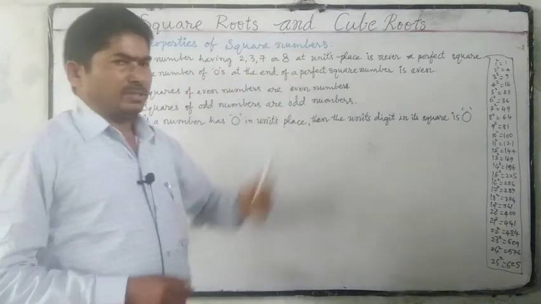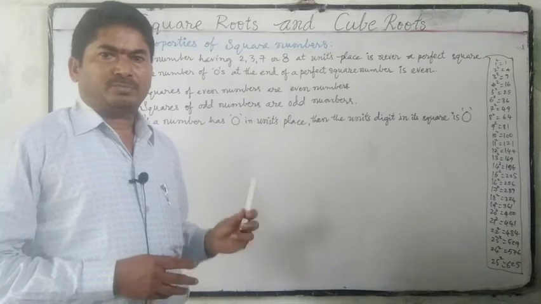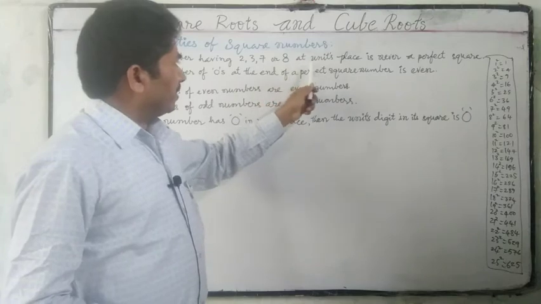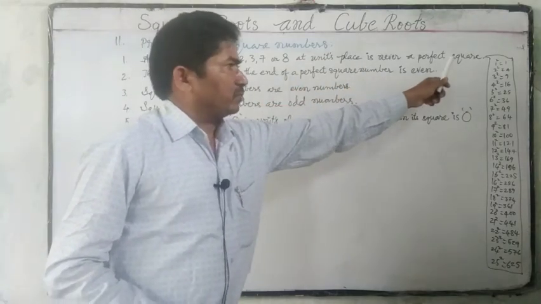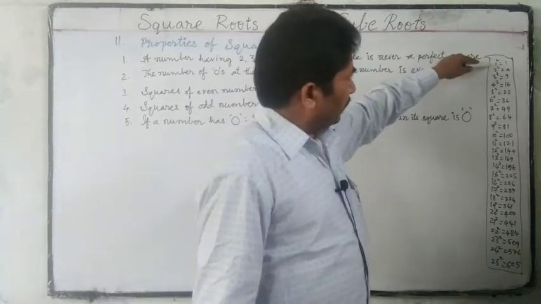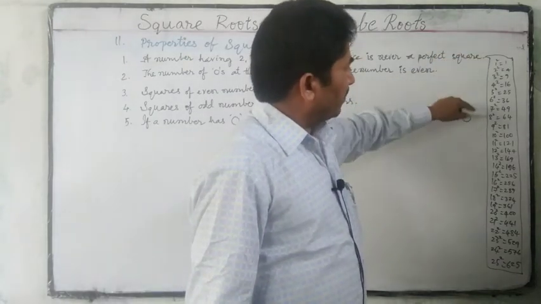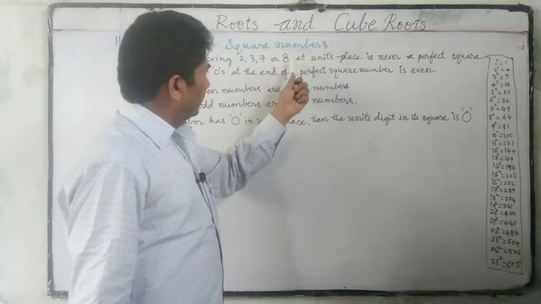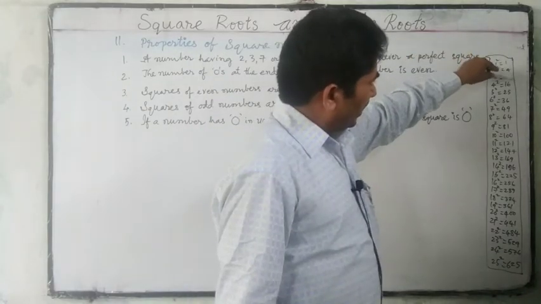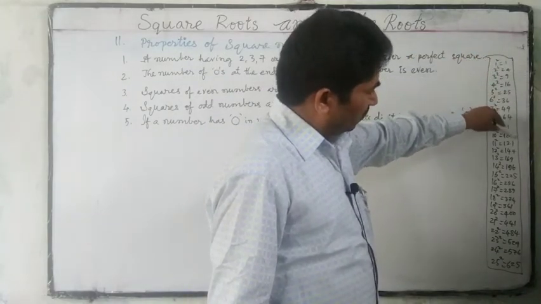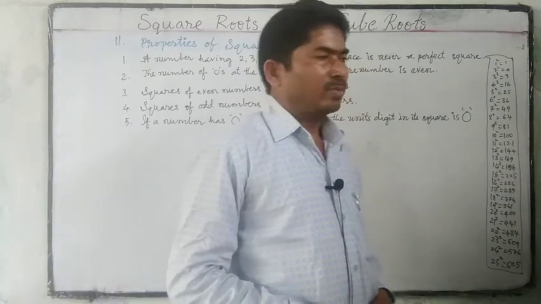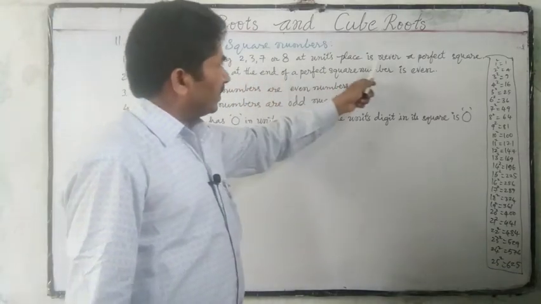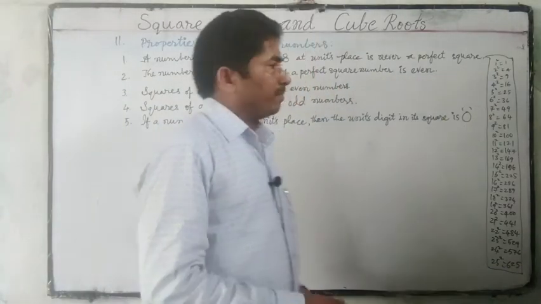Properties of square numbers. Let us observe properties of square numbers. First one, a number having 2, 3, 7 or 8 at units place is never a perfect square. If we observe these perfect square numbers, they don't end with 2, 3, 7, 8. They end with 1, 4, 9, 6, 5, 6, 9, 4, like this. So what we understood: a number having 2, 3, 7 or 8 at units place is never a perfect square.